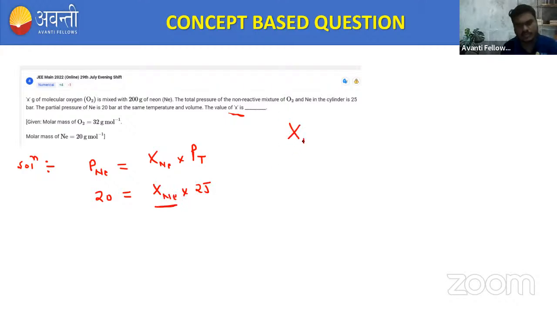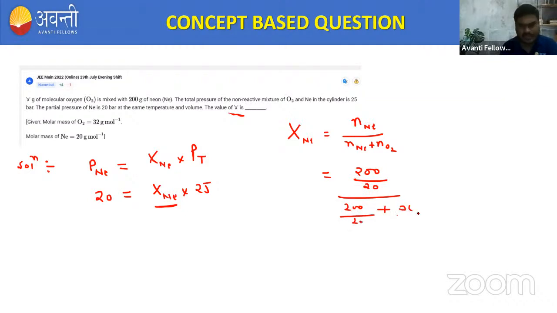So let's see how to find it. Mole fraction of neon is equal to the number of moles of neon divided by the number of moles of neon plus the number of moles of O2. Now how will you calculate this? So the mass of the neon is given, that is 200 gram divided by the molecular mass. Again this is 200 divided by 20 plus the moles of O2, that is x upon 32. So this x you need to calculate. So just put the value here.